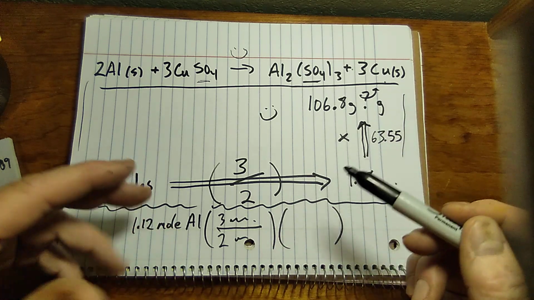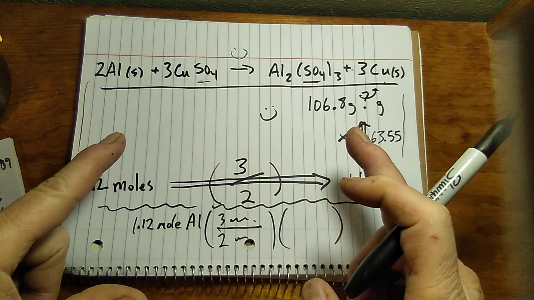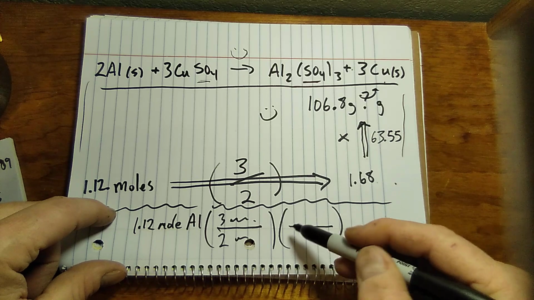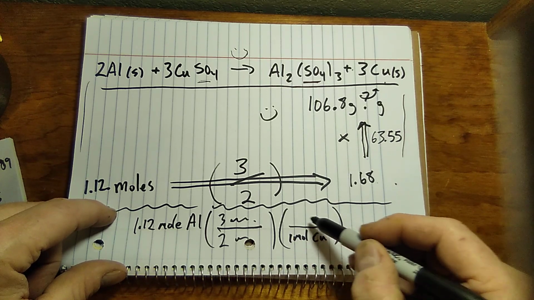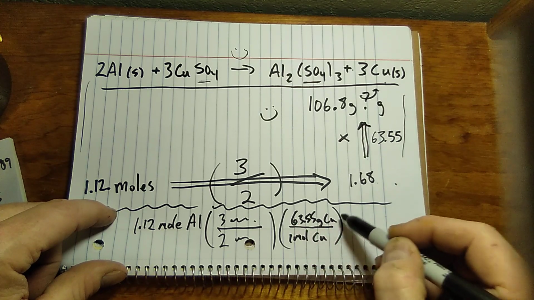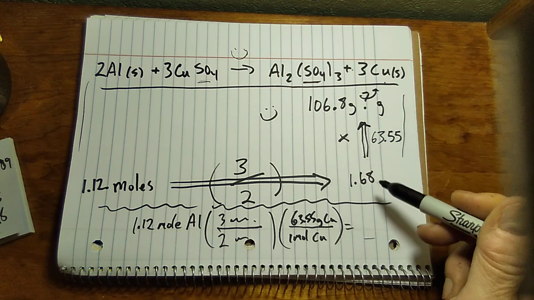You have to show your units because this is not with a map. This is with a map. No units. Units for dimensional analysis. And then you'd have to have 1 mole of copper is equal to 63.55 grams of copper. And that would give us our same answer of 106.8.